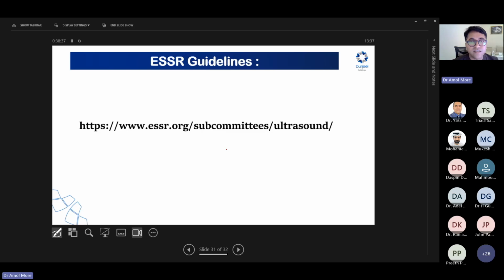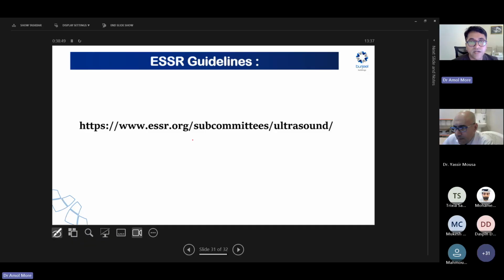So these are the ESSR guideline link. If you want, you can just take a picture of it. These are available freely on Google, and all my talk related to normal ultrasound of the elbow joint was based on the European Society of Skeletal Radiology guidelines. Thank you.